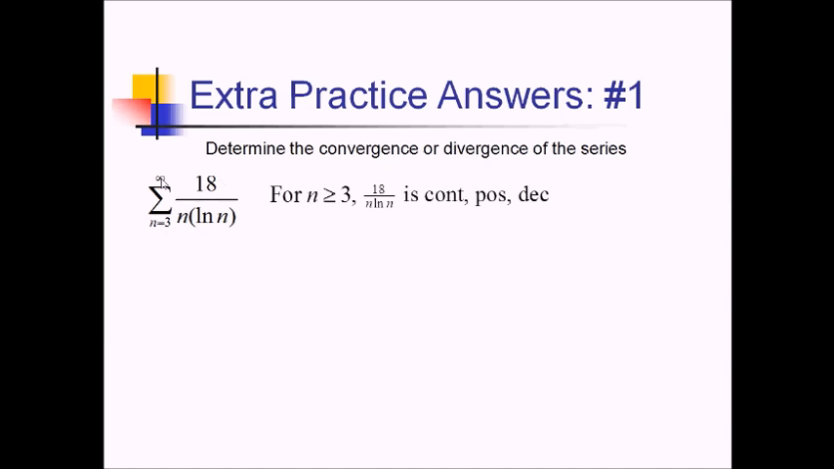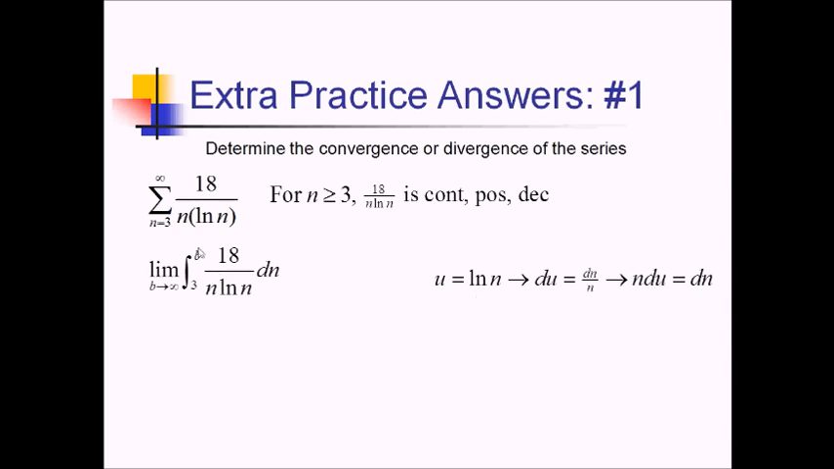Now this is an improper integral, so to do this, I need to set up a limit as b approaches infinity from 3 to b of all this stuff. And in order to actually integrate this, you're going to end up needing substitution. So let's let u equal ln of n, and then du is going to be dn over n. But we need to swap back in for the dn, so let's multiply both sides by n to get dn by itself. Now we can exchange that for n du.